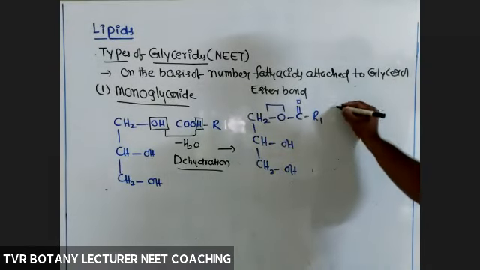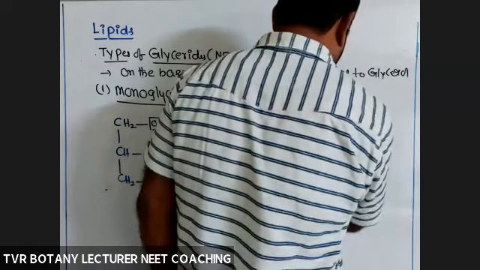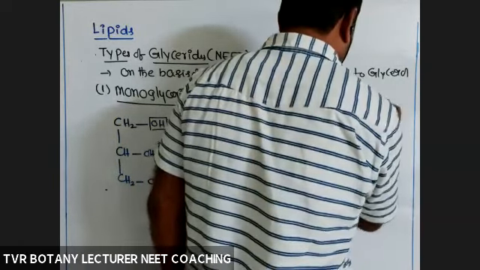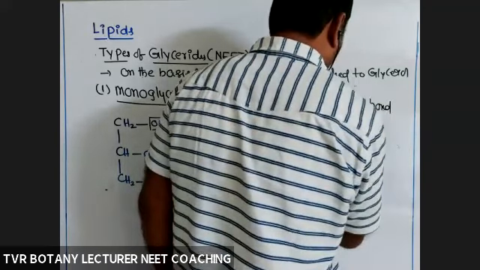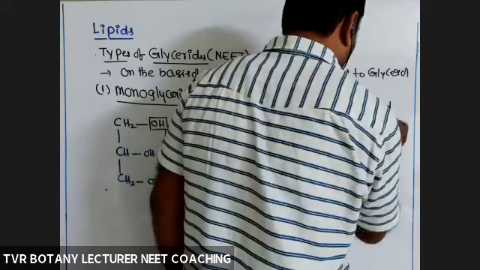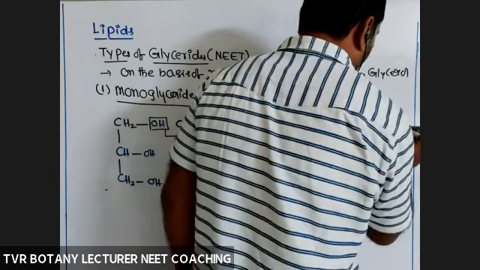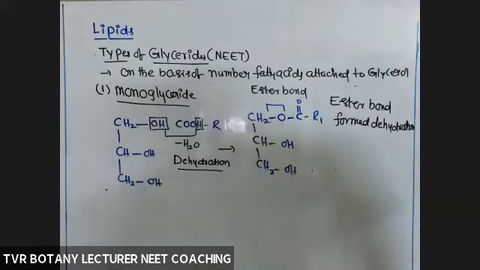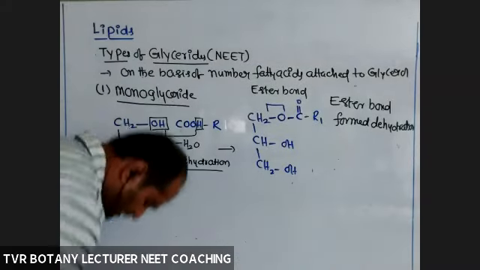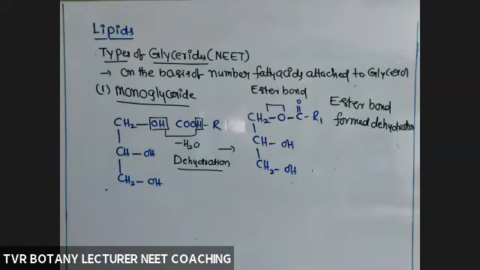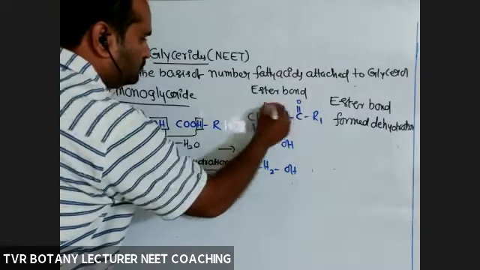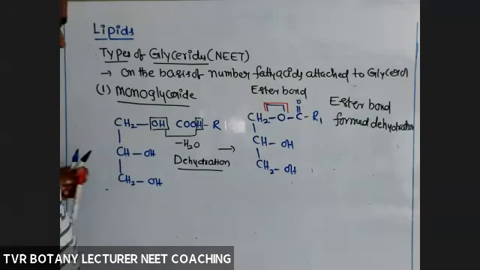Ester bond is formed by dehydration, removal of water. Esterified means the R group, the so-called fatty acid, is attached to glycerol with the help of an ester bond. Okay, so this is the ester bond here. Right? This is monoglyceride.